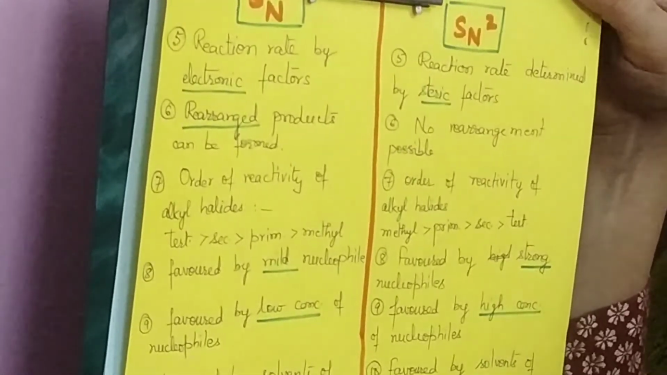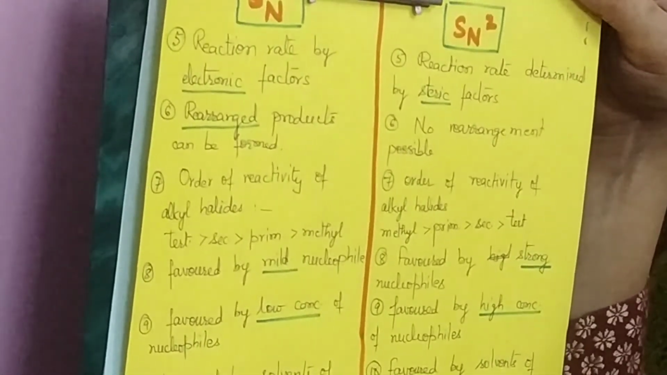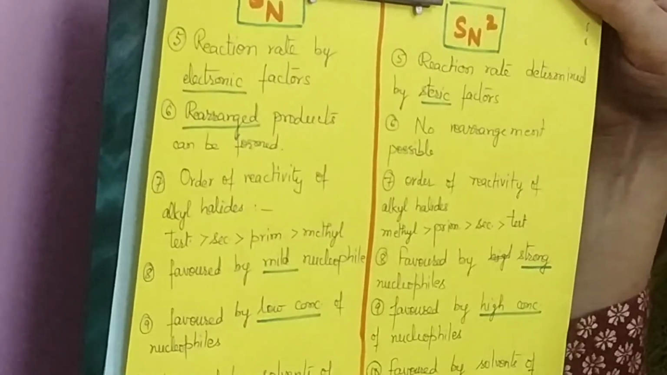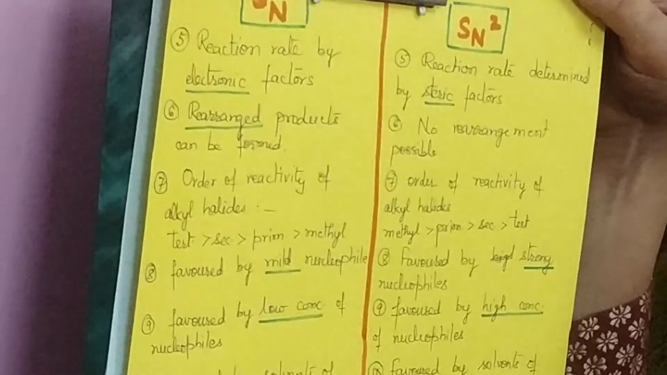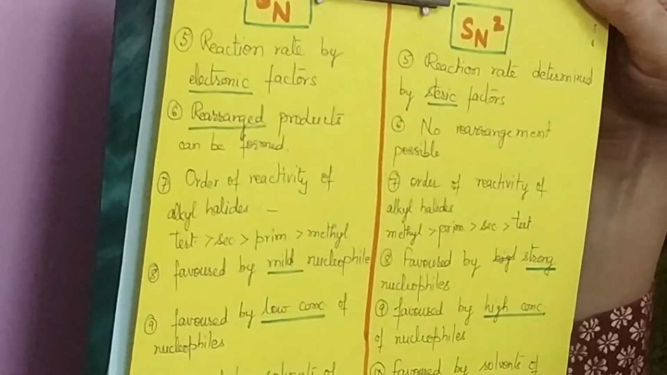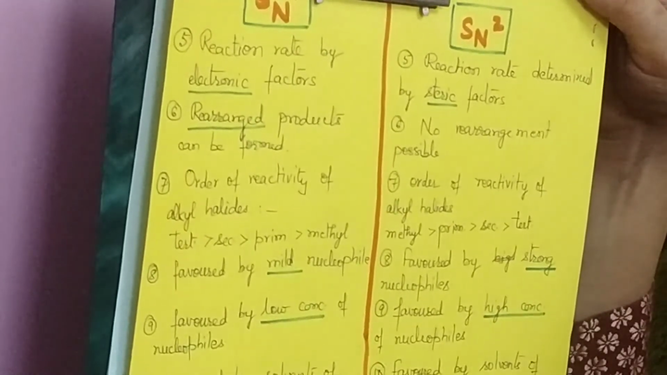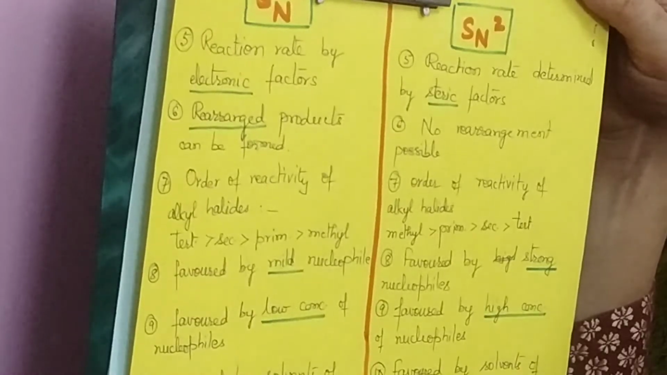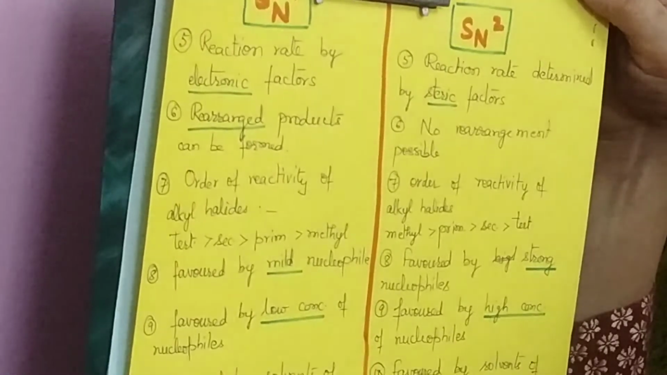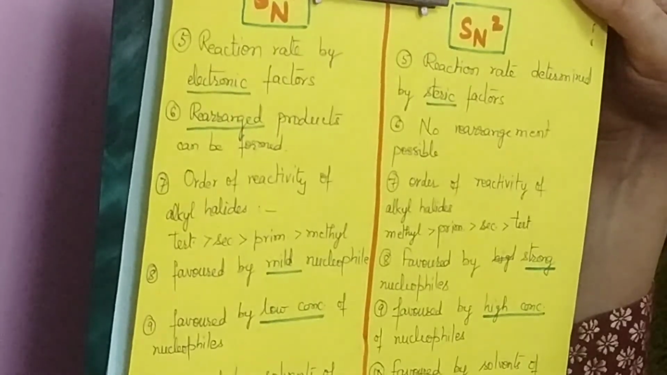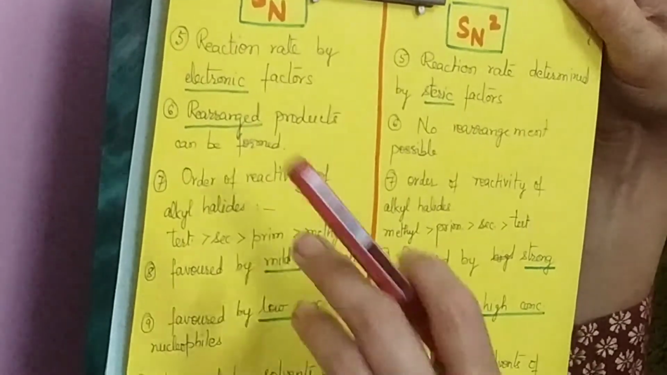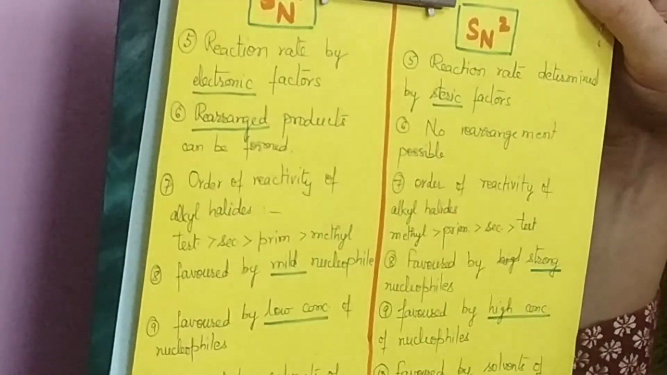Again, I should remind you that we discussed previously that if steric crowding is more, because here transition state is going to be there, which is already crowded. So if bulkier groups are there, steric crowding will lead to the decrease in the rate of reaction. So less the crowding, greater will be the rate of reaction. Next point is that in the case of SN1 mechanism, rearranged products can be formed.